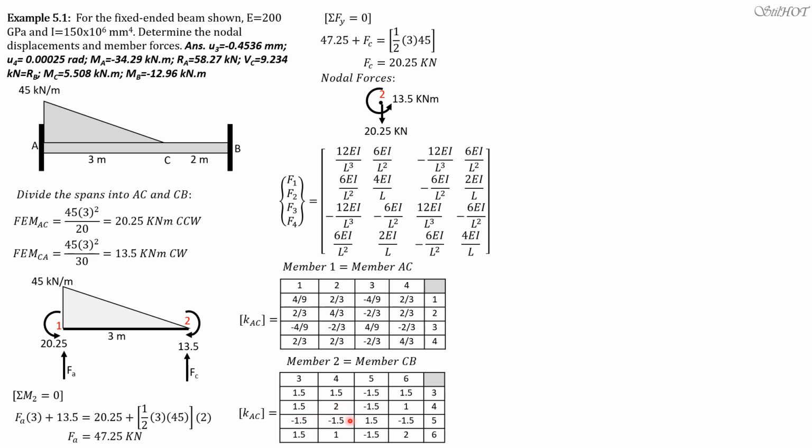Then copy the negatives of row 1, then copy row 2, but don't forget to interchange position between 1 and 2. So that's it. Then because the displacements at C are designated as U3 and U4, we are only interested in expanding 3 and 4.